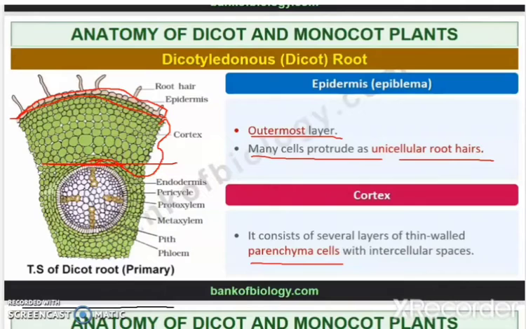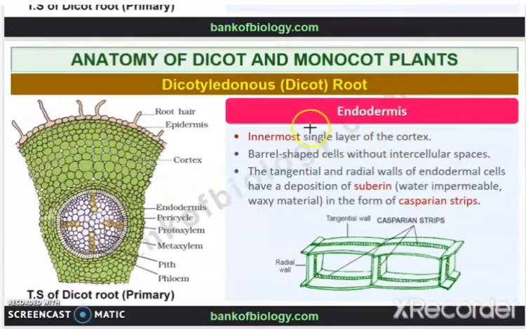Okay, so now let us move on to the next layer of the cortex, which is the endodermis. What is this endodermis? It is the innermost single layer of the cortex. You can see the endodermis here. After the parenchyma cells, it has the endodermis. So this single layer of the cortex is called the endodermis, right? You're able to see this, right?